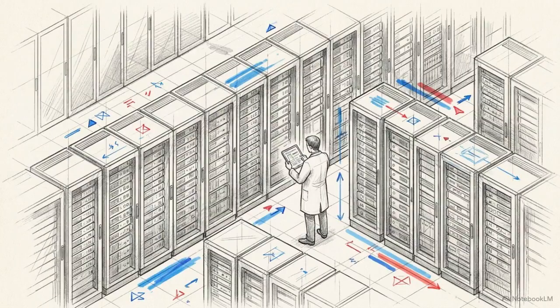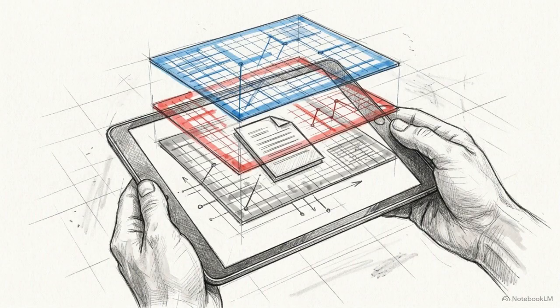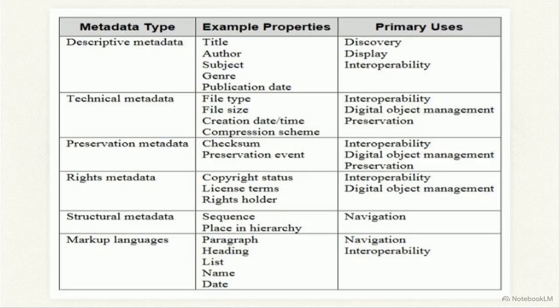To see exactly why a single universal standard is inadequate, we have to examine the functional typology of metadata. Different administrative tasks require entirely different layers of data. This chart shows metadata properties. The top row, descriptive metadata, tracks title and author for resource discovery. Lower down, technical metadata tracks file size and compression, ensuring a system can open the object. Preservation metadata relies on checksums to guarantee the file hasn't degraded.